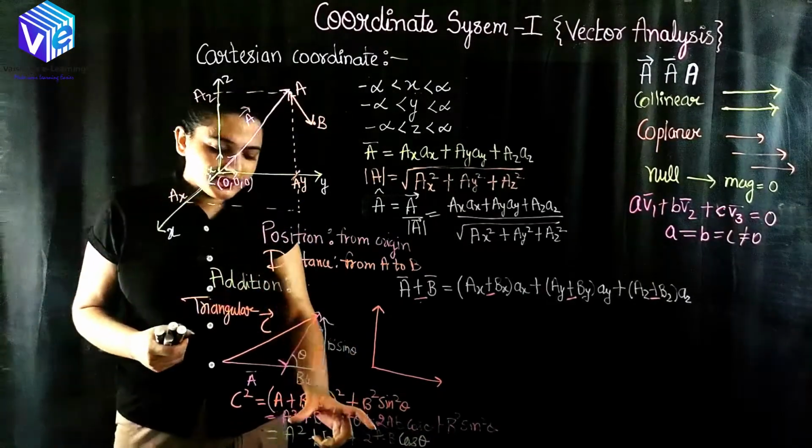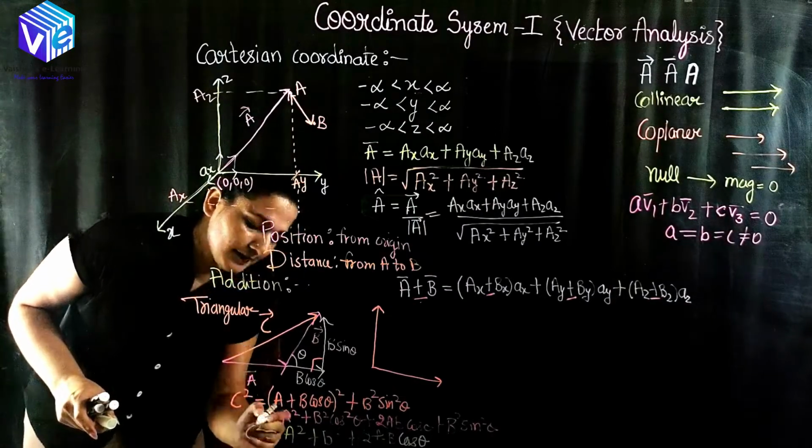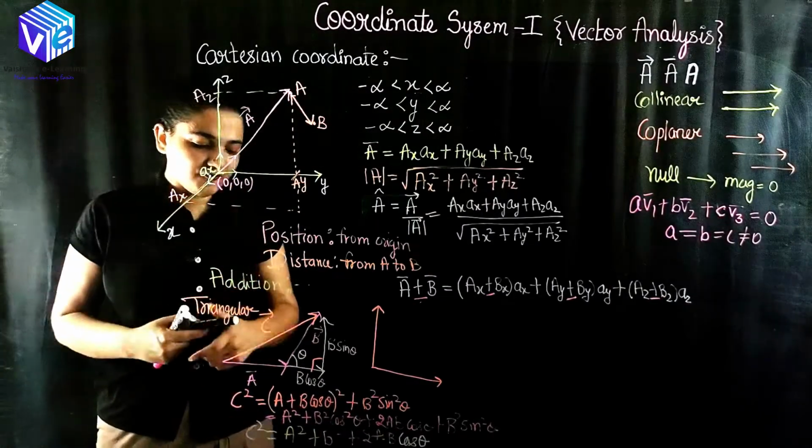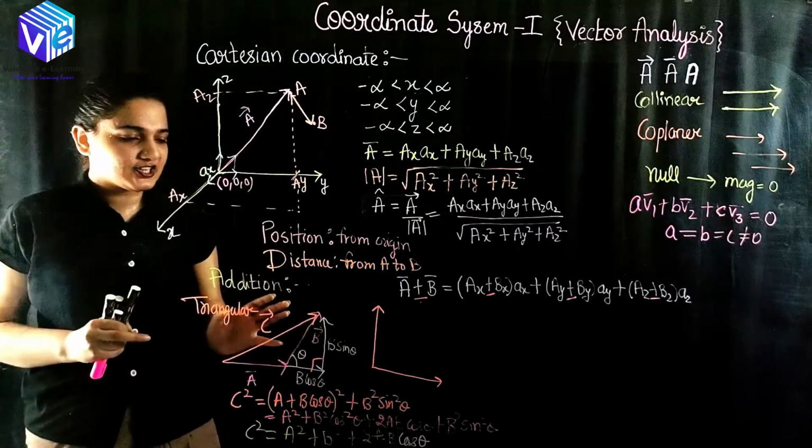Okay, so this is the addition of the two vectors. So this is C square. Now I can find out C from this equation. So I hope the triangular law of vector addition is clear.